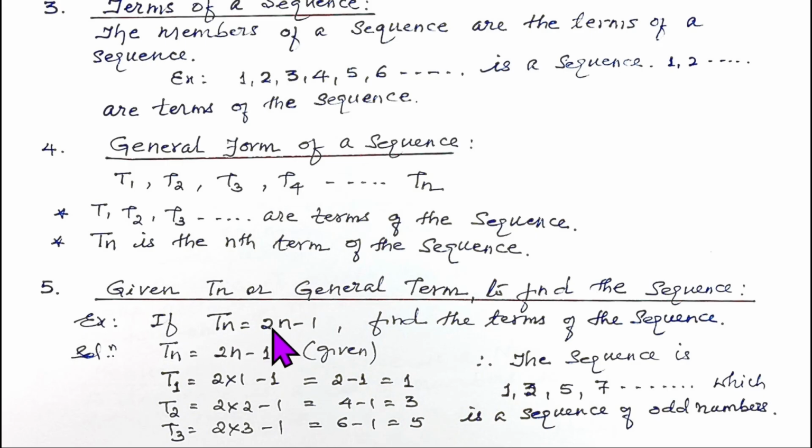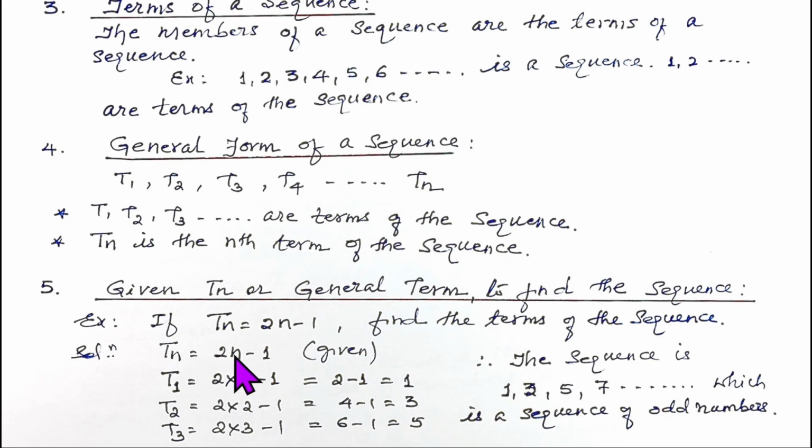So to find out the sequence, now we are given Tn is equal to 2n minus 1. Let n be 1. Where n is there, put 1. 2 into 1 minus 1, that is 2 minus 1, that is 1. Put n is equal to 2. 2 into 2 is 4, 4 minus 1, that is 3.